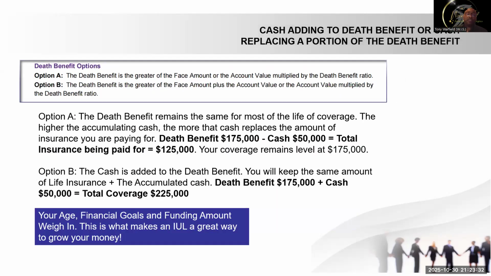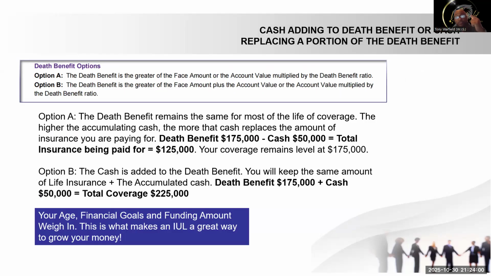So I wanted to talk about the increasing death benefit. Increasing means the death benefit is going to go up, so the cash accumulation is added to the death benefit. So you're looking at option B, $175,000 in this case, plus the cash benefit is $225,000. Option A means that you're going to be paying a level death benefit, which means as you accrue more money in the account, you'll be paying for less insurance.